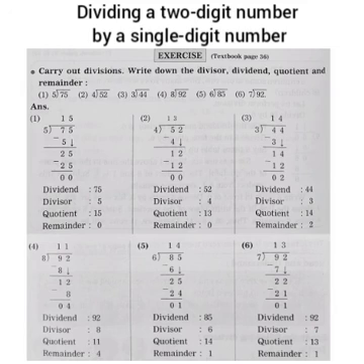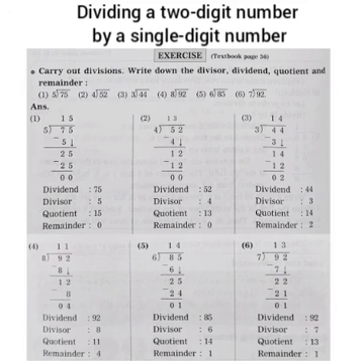Number 6. 92 divided by 7. 92 means 9 tens 2 units. Divide 9 by 7. 7 ones are 7. 9 minus 7, 2. Then take 2 units from above.